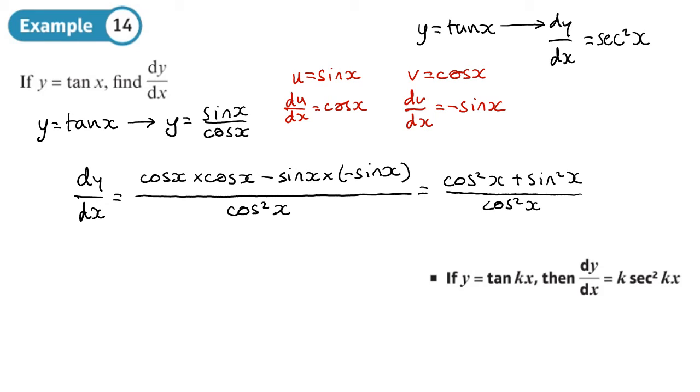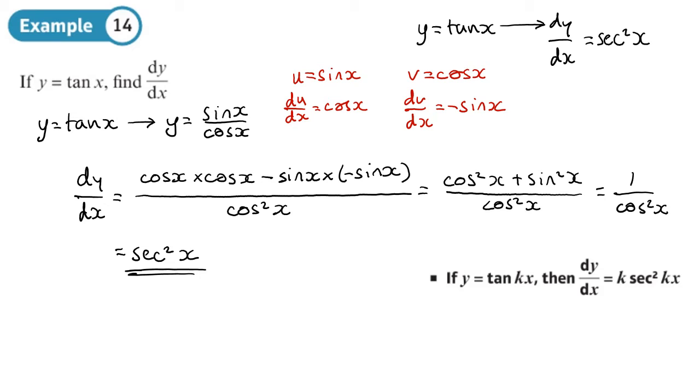Now what's sine squared plus cos squared? Well, that's just 1. So 1 over cos squared. And 1 over cos squared, what's that? 1 over cos squared is sec squared. So that's a proof to show that actually tan is sec squared. So we're not just writing down what we get in the formula book, but actually applying what we know about differentiation to prove it.